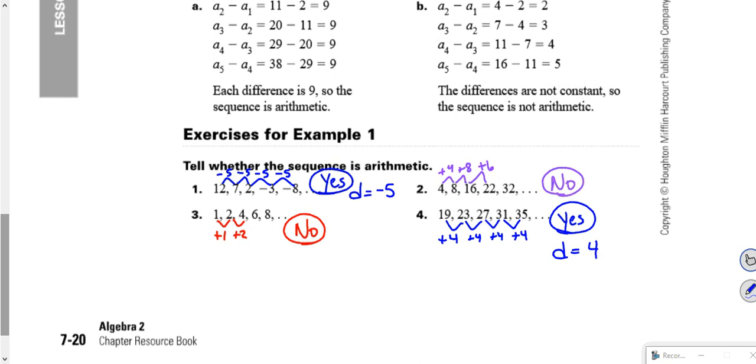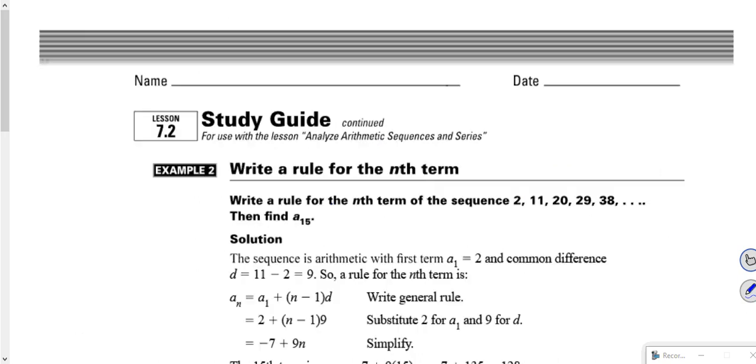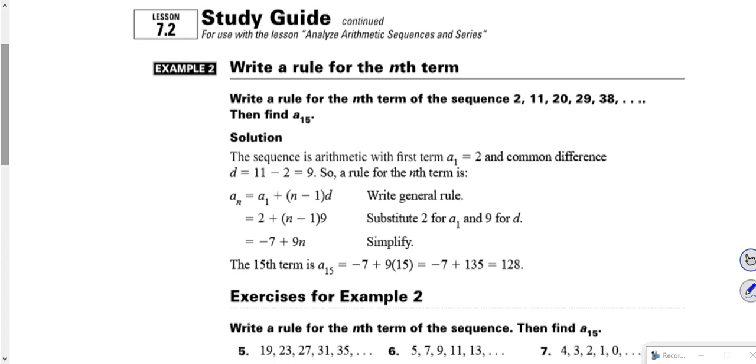Okay, backside. Now, writing a rule. We're going to use that formula that we had on the front page. Okay, write a rule for the nth term of the sequence 2, 11, 20, 29, 38, and so on. Then find a sub 15. So first thing you've got to do is find the D. Okay, so to find the D, again, we're adding 9, and so on. So my D is 9.